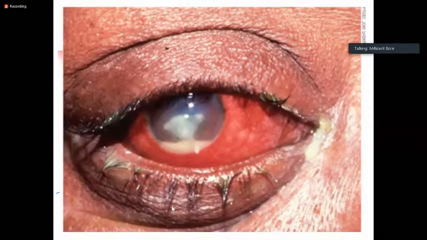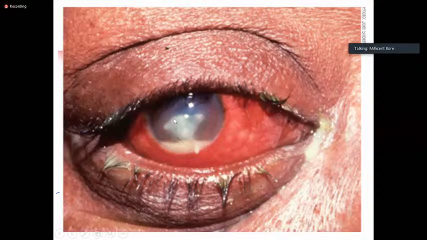So this one, when you look, the eyelids look swollen. There's a purulent discharge in the medial canthus. So this is the medial canthus, this is the lateral canthus. The medial canthus has a collection of purulent discharge. The eyelashes are matted together and they have discharge. The conjunctiva is injected, meaning that it's red, hyperemic.